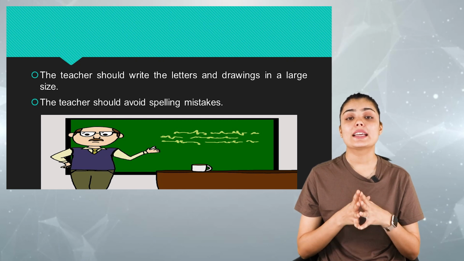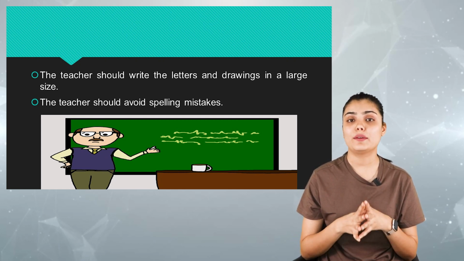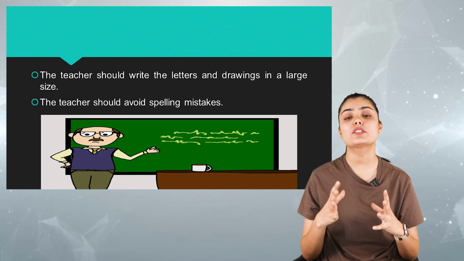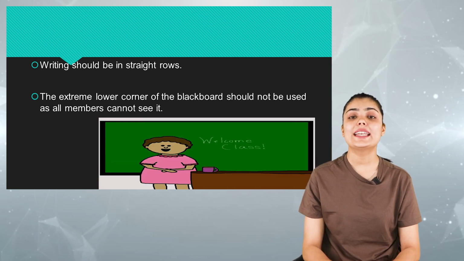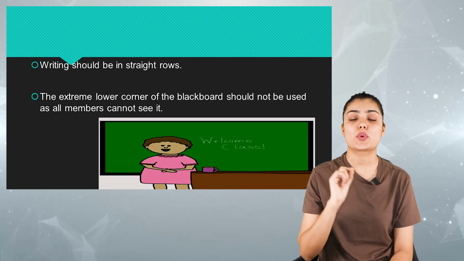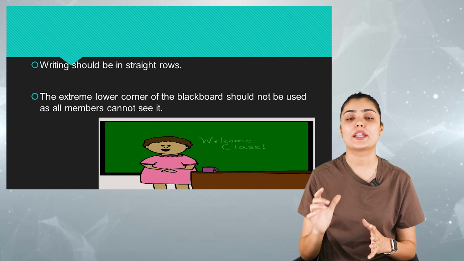The next guideline is that the teacher, while writing on the blackboard, must make sure that there are no spelling mistakes. Spelling mistakes must be avoided by anyone who is writing on the blackboard. The next guideline is that writing should be in a straight row. Of course, when we write on the blackboard, it must be written straight in a particular row.